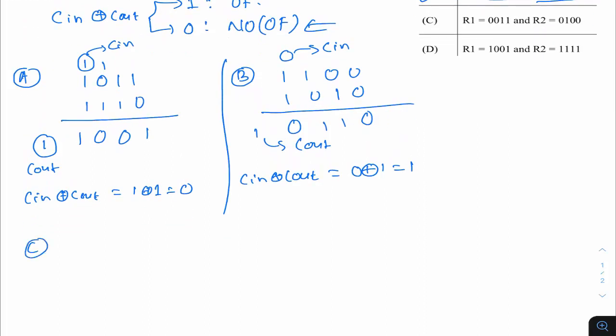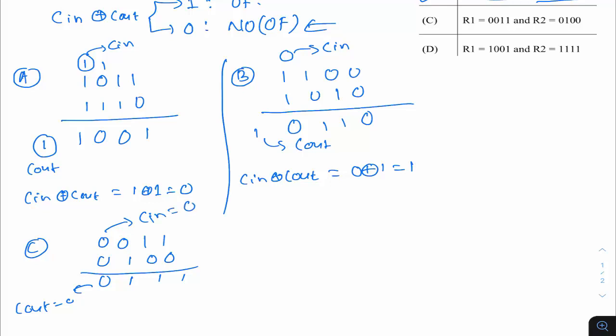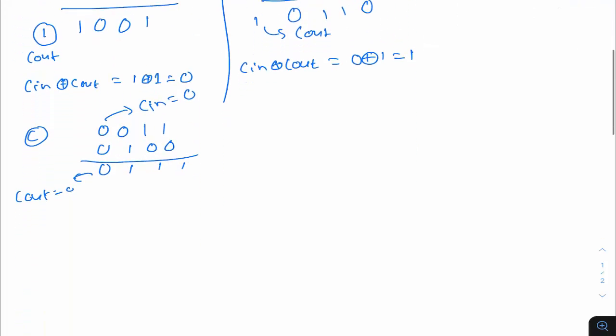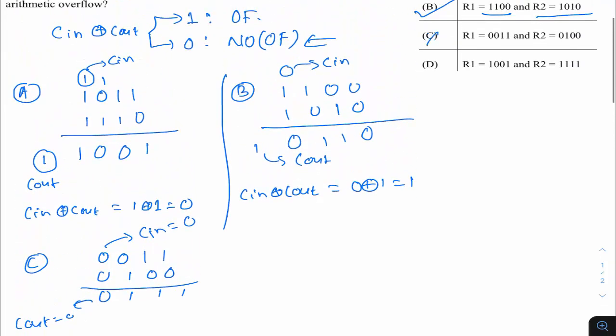For your understanding, you may verify C and D as well. C, if you see, 0011 plus 0100 gives 0111. You can see here C out is 0, so we are not getting any carry from this. And there is also no carry coming from the previous bit, so C in is also 0. So C in XOR C out is 0 XOR 0, which is 0. So 0 means there is no overflow. In C also there is no overflow. And if you want, you may check D as well.